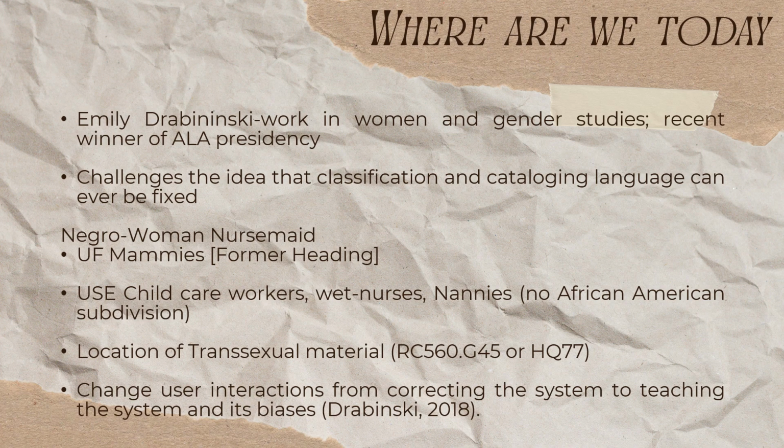For example, in 1972, Negro or Negro woman, when referencing a black nursemaid for a child care worker, was considered an improvement over mammies. In today's language, Negro would now be, and has actually been, targeted by activist catalogers for removal. Locating materials about transsexuality at RC 560.G45 classifies these items under sexual and psychosexual conditions. Locating them in other areas, such as HQ77, emphasizes the social aspects of this identity, excluding the fact that this is not a sexual distinction, but part of a gender identity.